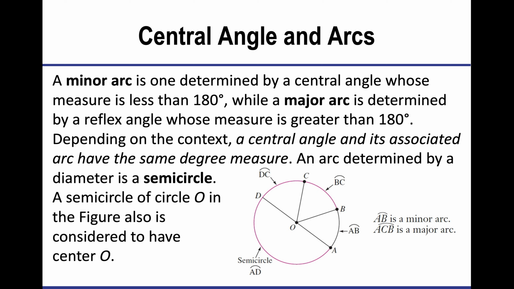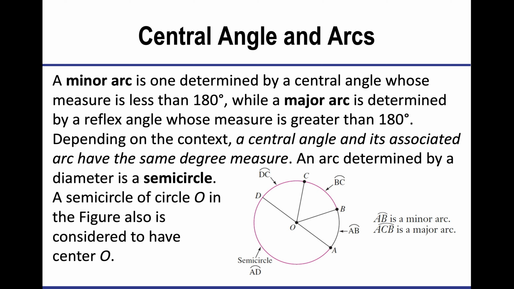A minor arc is one that's found by some central angle and whose measure is less than 180. So think about a minor arc kind of like an acute angle. A minor arc is less than 180 degrees, so it's less than the majority of the circle. A major arc is determined by what we call a reflex angle, whose measure is greater than 180 degrees.